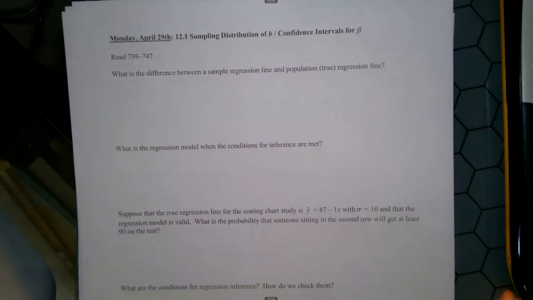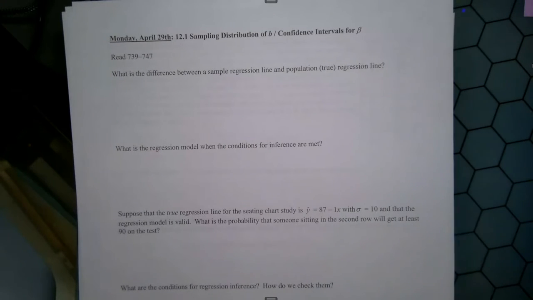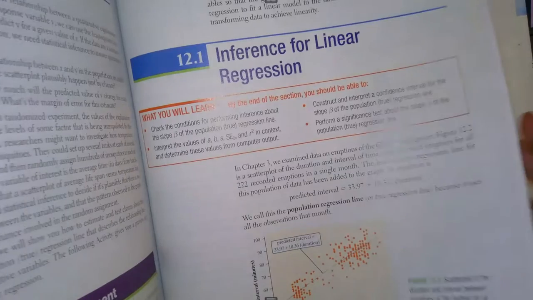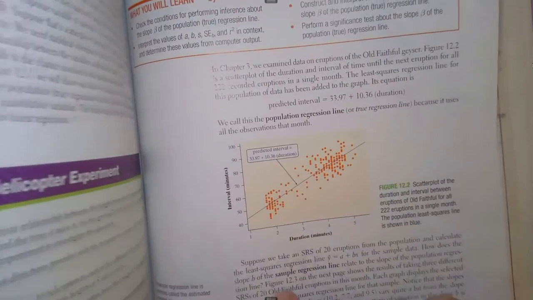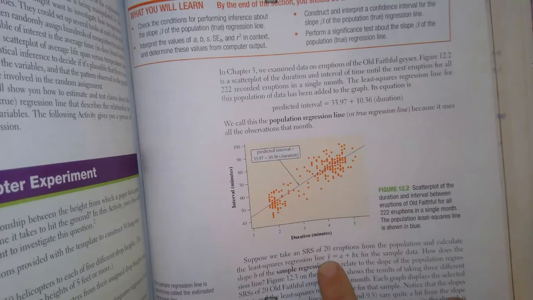Okay, so we're going to get into chapter 12, actual business. We're going to talk about the sampling distribution of the true least square regression line and what you get when you take a sample of that, and how that might inform inference procedures that are coming up. I really recommend you check out page 739. It walks you through the general concept of a sample regression line, what we've been using in chapter 3.